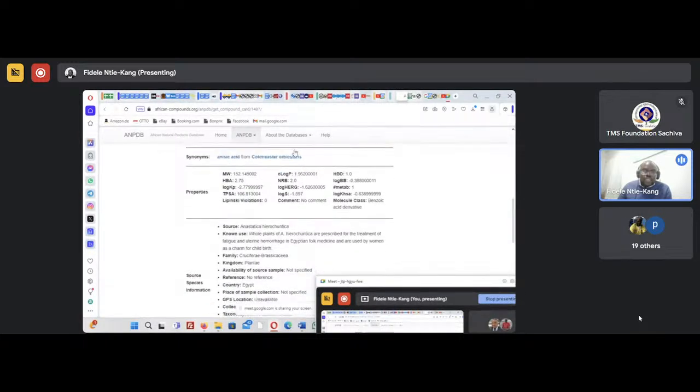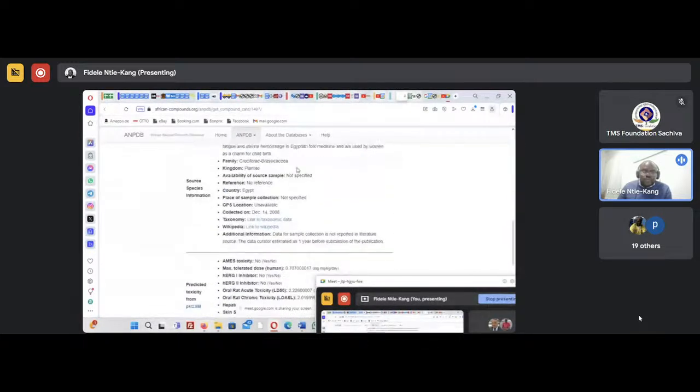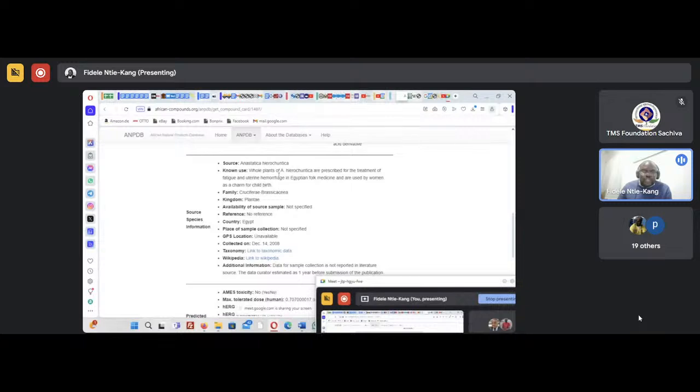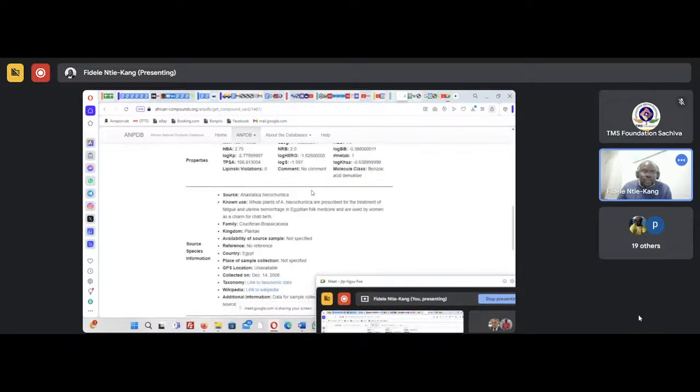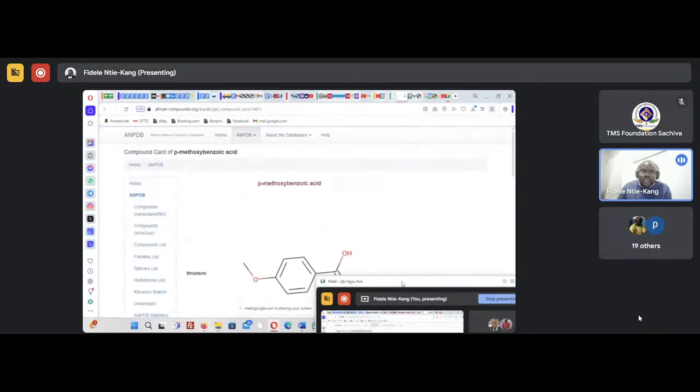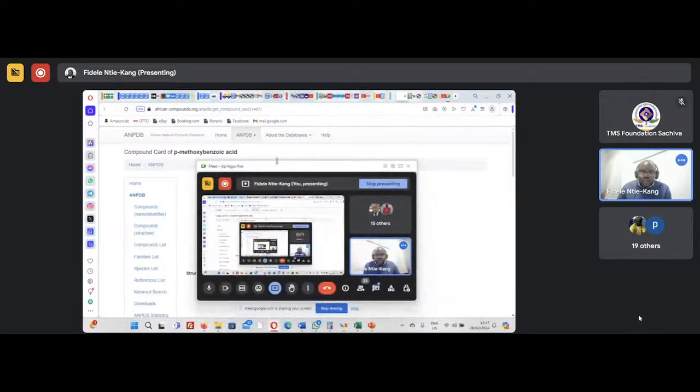And this particular last one I just mentioned, we are told that it came from the species that grows around Egypt, where the whole plant is used for treatment of fatigue and uterine hemorrhage, and so on and so forth. It is used by women and also as a charm for childbirth. So there are many things you can do with the database, just to give you an idea of what is possible. So thank you for your attention. I hand over to Danny.